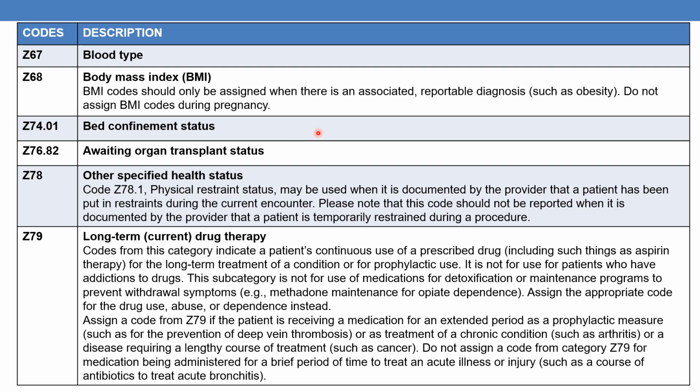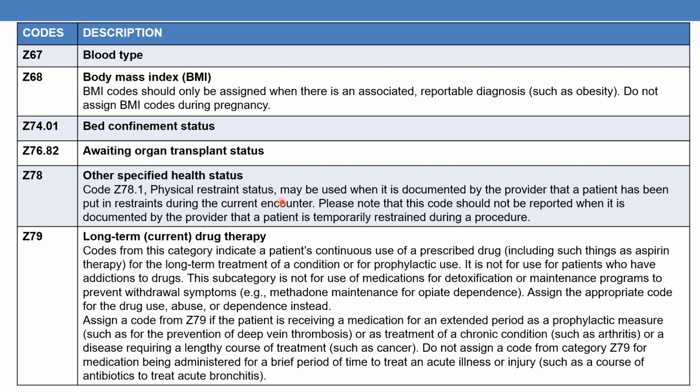The next is Z74.01. It deals with bed confinement status. The next is Z76.82, awaiting organ transplant status. The next is Z78. It deals with other specified health status.